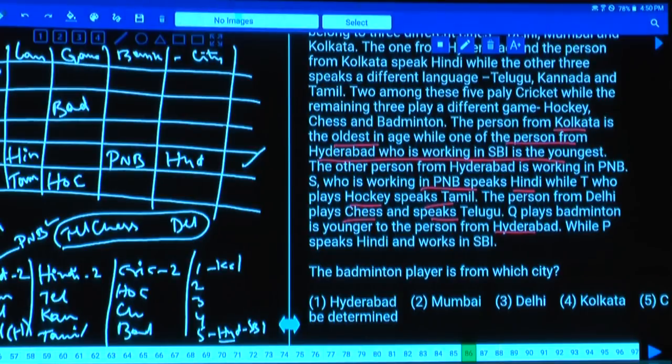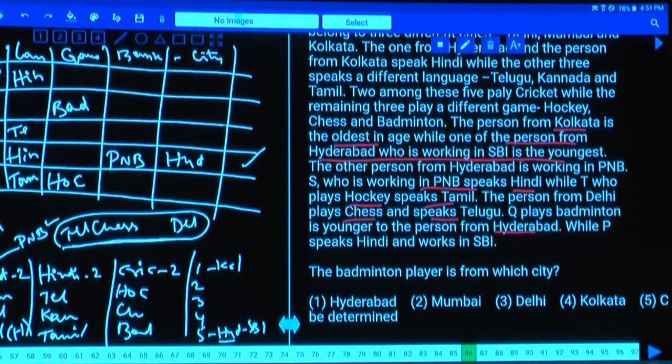The person from Kolkata is the oldest in age, while the person from Hyderabad working in SBI is the youngest. The other person from Hyderabad is working in PNB. That means two persons, one is SBI and the other one is PNB. Now this person P is speaking Hindi. What is the thing left over here? Telugu, chess and Delhi must be here. Then who is that person? Telugu.